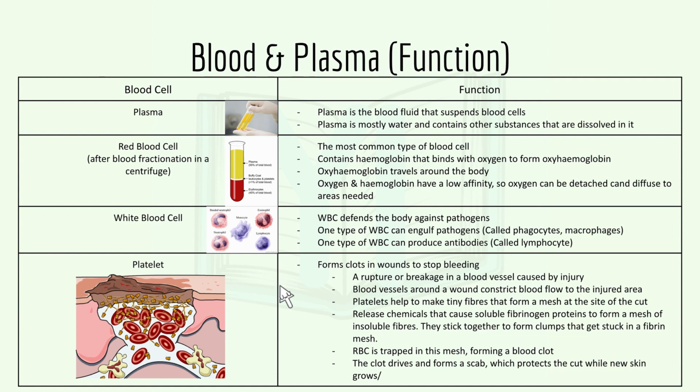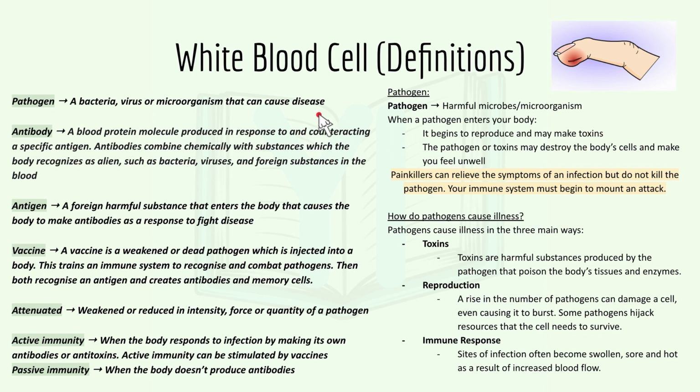And we'll move on now. Here's white blood cells, some definitions. One, pathogen, I'm sure we all know what it is. But a pathogen is a bacteria, virus, or microorganism that can cause disease. An antibody is a blood protein molecule produced in response to and counteracting a specific antigen.